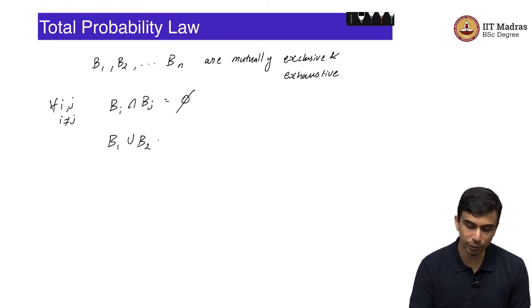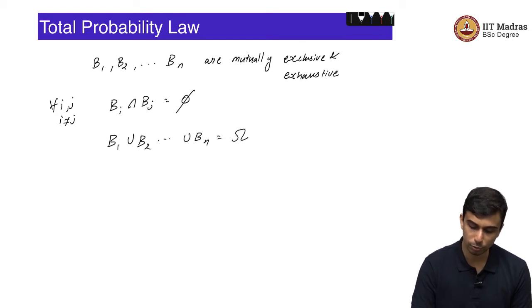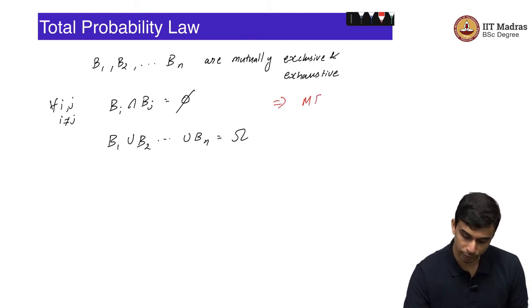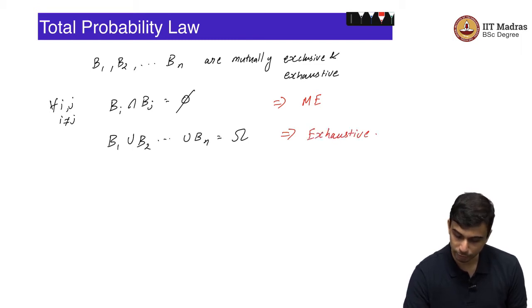What does exhaustive mean? Well, B1 union B2 union ... Bn should be equal to the entire sample space. That is exhaustive. This is the definition for exhaustive.